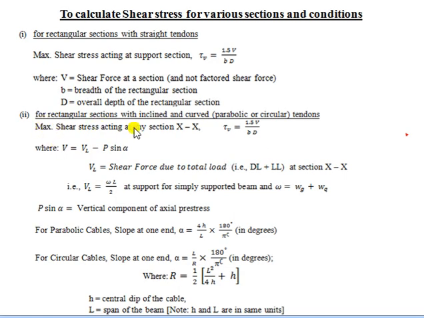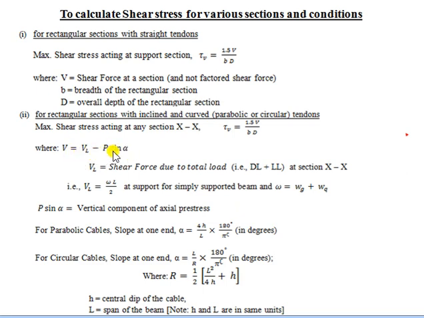So see here, for a rectangular section with inclined and curved cable, that is parabolic or circular cable, the maximum shear stress at any section tau V is equal to 1.5 V divided by b d. Then V is equal to VL minus P sin alpha. So VL is the shear force due to live load and dead load. VL is the WL by 2. So here it is given as VL minus P sin alpha for V.